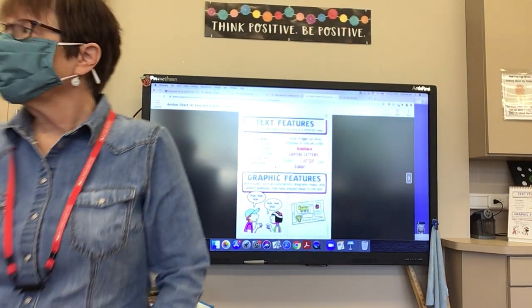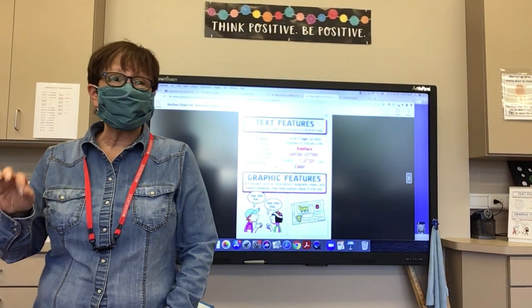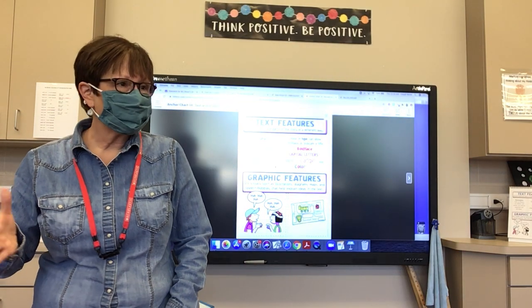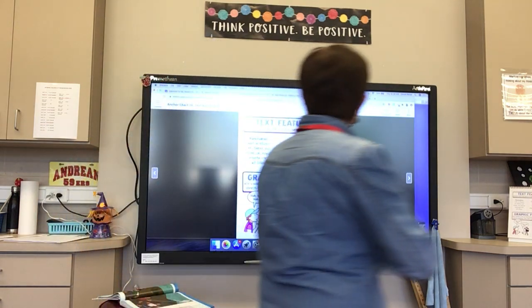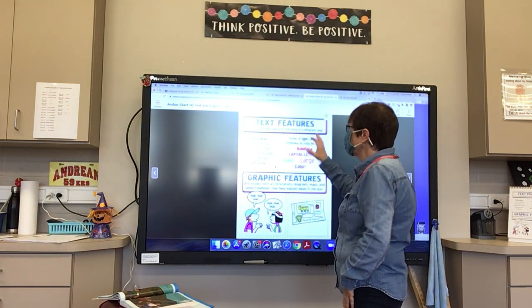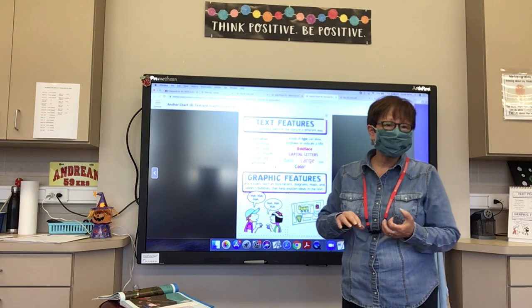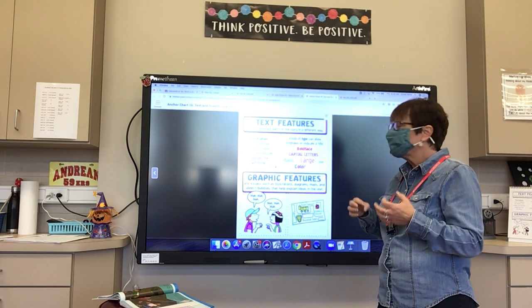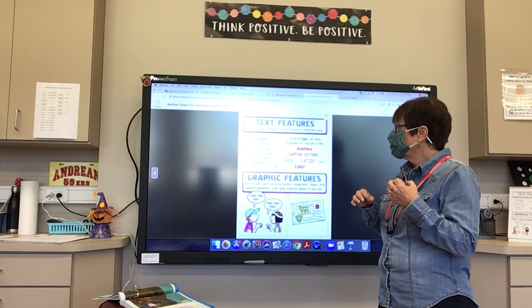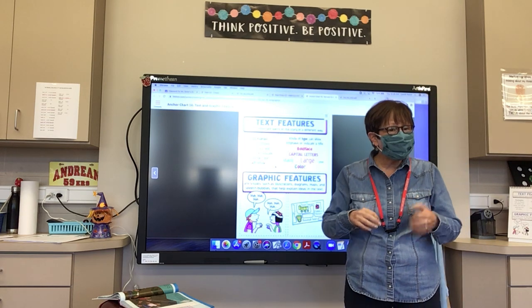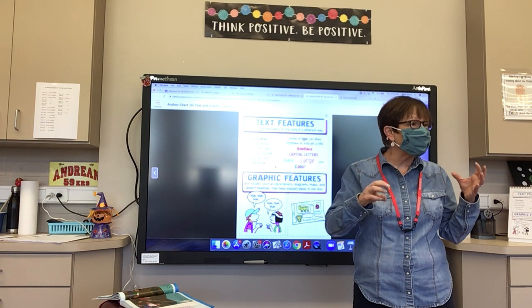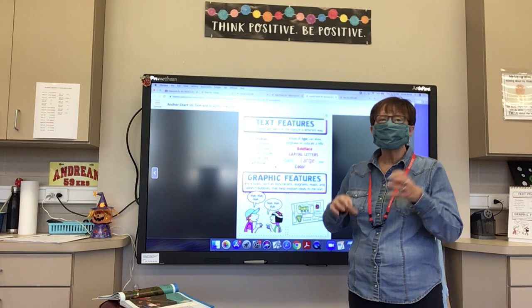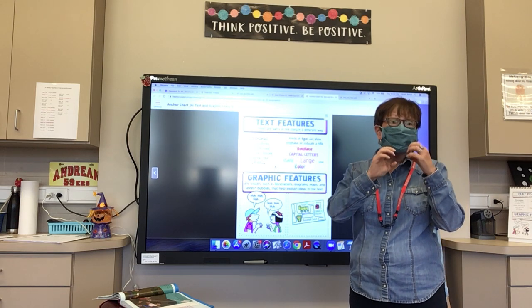Okay, boys and girls, we are going to be looking at the different text features in our story. You just read Dear Primo, and let's remind ourselves about different text features. Different text features can be punctuation, things such as dashes, different types of exclamation marks, and colons. They can also be different kinds of type, so the way the text looks.